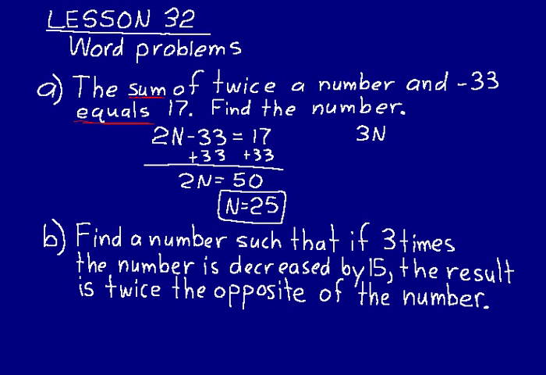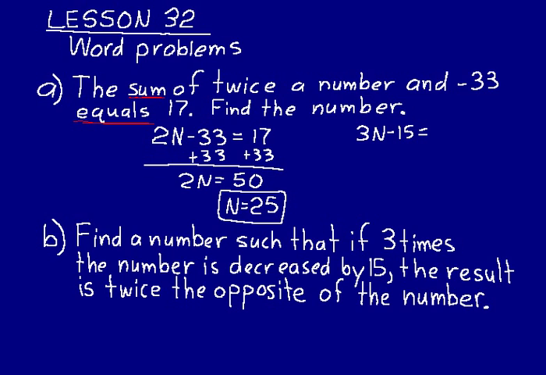So if it's decreased by 15, that would mean 3n minus 15. So find a number such that if 3 times the number is decreased by 15, the result is, now that's a key word there, the result. That means equals. So there's our equal sign. And we just need to think about that. When we see find a number, that's a key phrase there. That's telling us I'm going to make an equation. If it says find a number, I've got to make an equation.